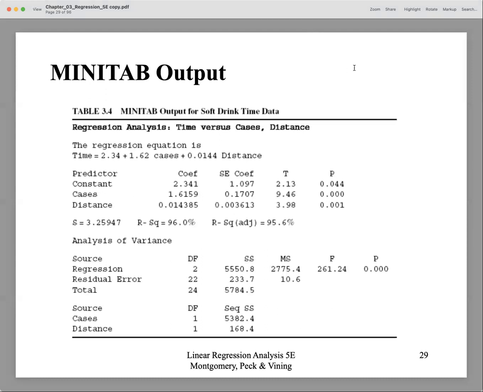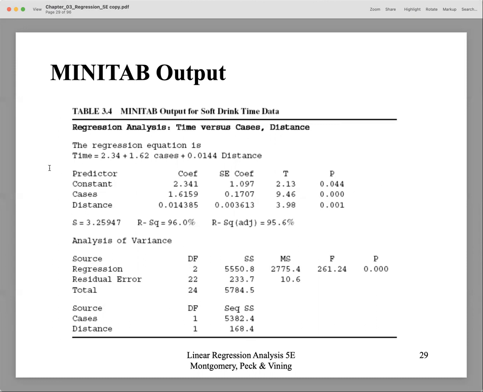Now, here is some output from Minitab showing the results of this analysis. And you can see here that right at the top, they give us the estimated regression equation, y sub i, or time, being equal to 2.34 plus 1.62 times cases, which is x1, plus 0.0144 times distance. Now, let me just say that they're abbreviating these quantities. The beta 0 hat is rounded to 2 decimal places. Beta 1 hat is rounded to 2 decimal places, and beta 2 hat is rounded to 4 decimal places. But in its internal calculations, it's maintaining the full precision for those values in the software. It's just abbreviating these for the sake of printing it out.